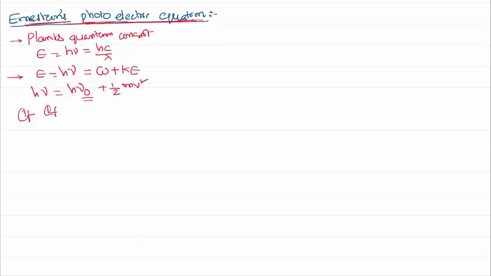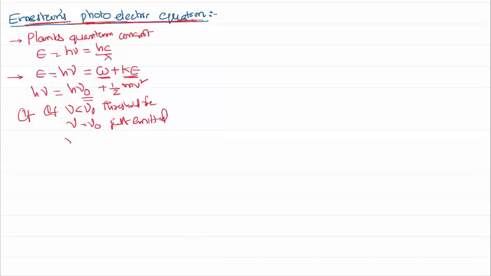If the incident frequency is less than the minimum frequency called threshold frequency, the energy given by the photon is less than work function, then the energy of the photon is not sufficient to liberate the electron from the metal surface, and there is no photoelectric effect at all. If nu is equal to nu naught, the energy of the photon is just equal to work function, then the electron has no energy to move from cathode to anode, so it stagnates in the device itself. So photoelectrons are just emitted.